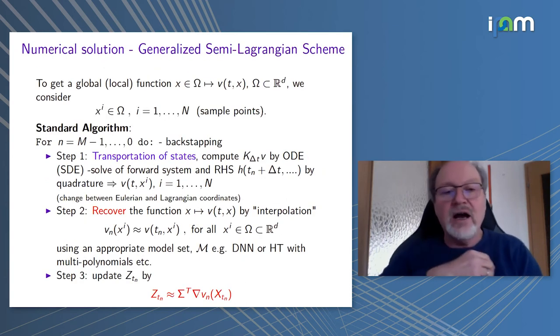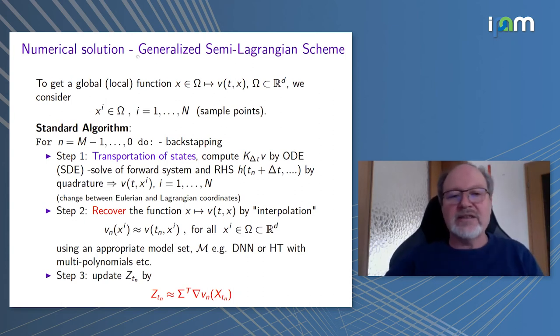Okay, let us go a little bit further. How can we use this? And I would like to introduce a standard algorithm, which has several names. In the deterministic case, I will call it a generalized semi-Lagrangian scheme. So I'm choosing a finite number of collocation, interpolation, or sample points x_i in a subdomain of R^d. And the first step is pointwise. I'm transporting these states according to the forward dynamics. I have to use the Euler-Maruyama scheme, and I have to use an integration rule for the right-hand side by quadrature. And then I obtain the value function, or the unknown function, at time t at certain points.